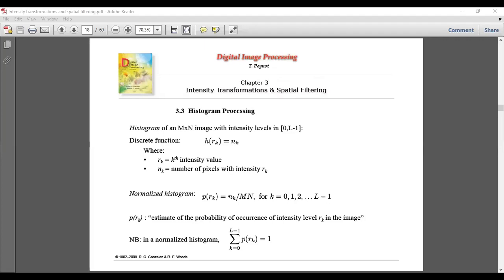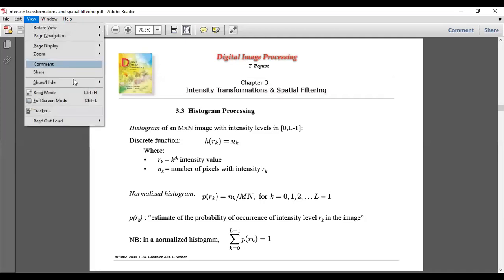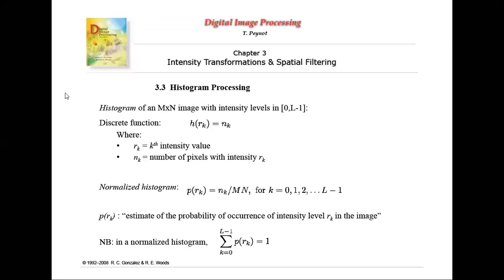So, histogram equalization. Yesterday we had a brief introduction to it. You can see my screen, right? The PDF. Wait, let me make it full screen. Yeah, you can see, right? Okay. So, both the things.